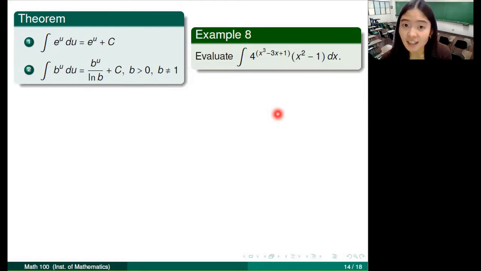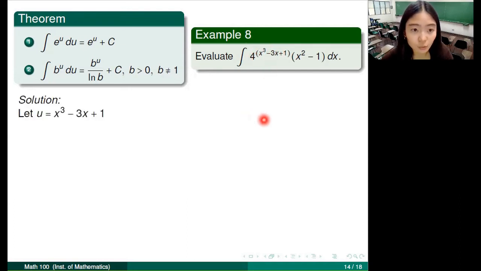Sige, try natin again like before, u substitution siguro. Ang mga choices natin dito, let's see, pwedeng yung x cubed minus 3x plus 1 na naka-raise sa 4. Baka mas maganda yung choice na yun kesa kapag kinuha nyo as u yung x squared minus 1. Kapag nilet u kasi itong x squared minus 1, ang du natin doon ay 2x dx. Wala dito yung x dx eh. Baka mas magandang gamitin tong x cubed minus 3x plus 1. So siguro yun yung gamitin nating u dito.